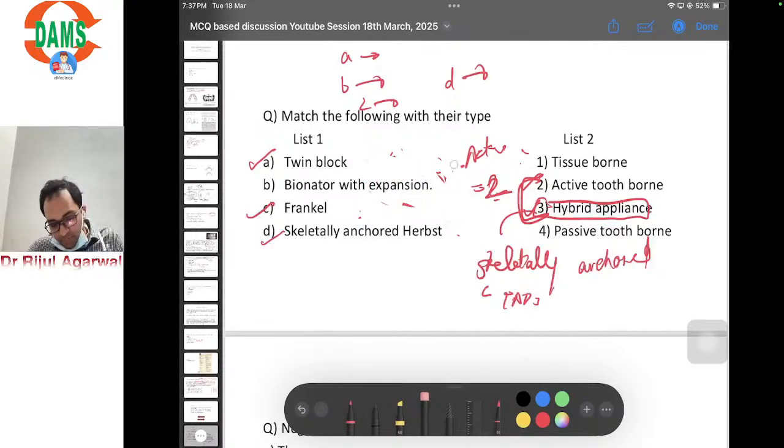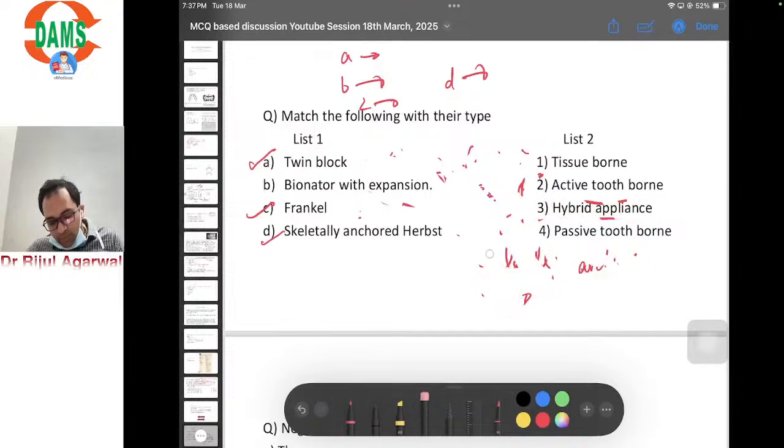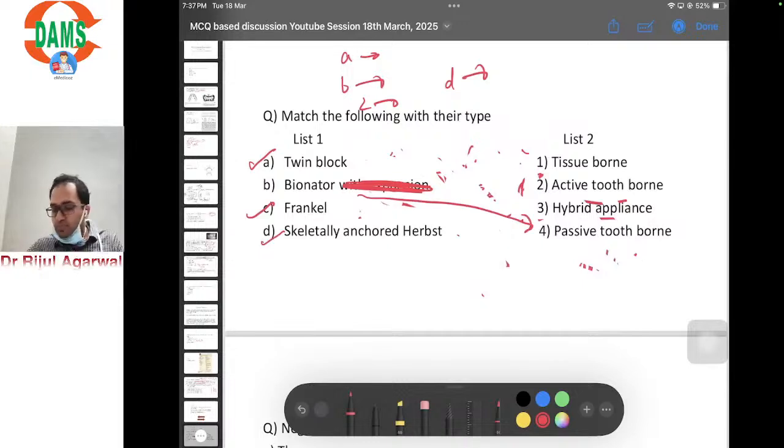In this same question, another modification is that they give you the options Twin Block, Bionator, and here the word expansion is not there, Frankel, skeletally anchored, the rest all correct. So how will the answer not differ? Now the Bionator will become the passive tooth-borne appliance. So if Bionator becomes passive tooth-borne, then what will Twin Block be? Then Twin Block becomes your active tooth-borne appliance.